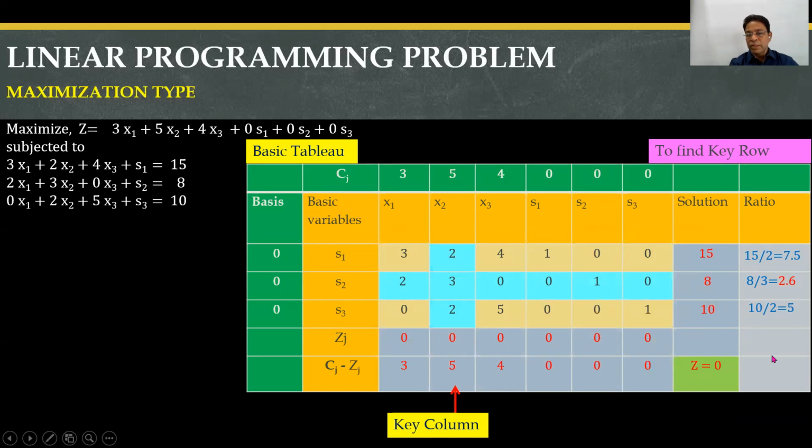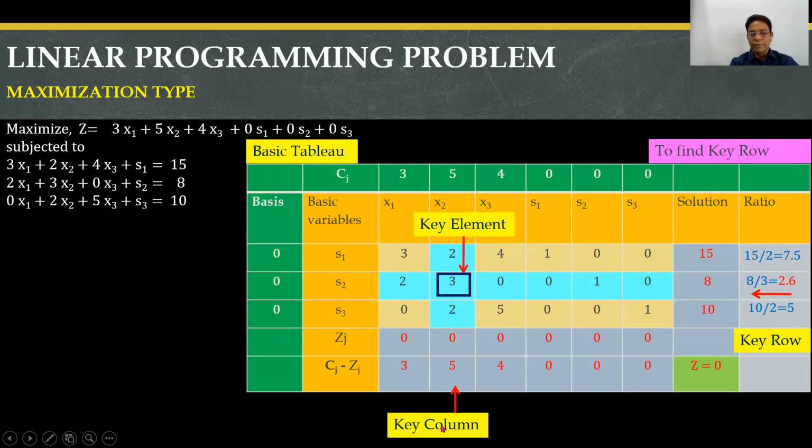Now in this ratio column, we find that 2.6 is the minimum entry. So this becomes our key row. And the intersection of the key row and key column becomes the key element. This becomes the key element. So now we have X2 that will enter the solution, and S2 that will leave the solution.